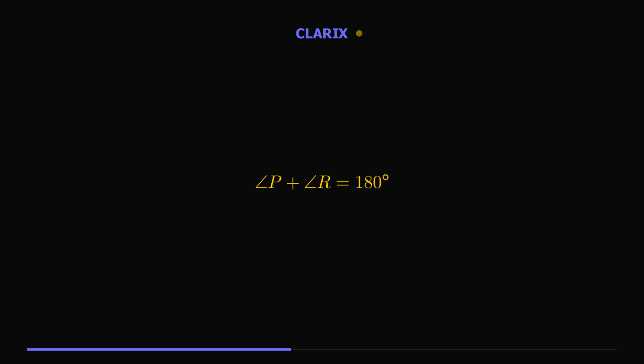When all four vertices of a quadrilateral sit on one circle, it's called a cyclic quadrilateral. And it has a signature property. Its opposite angles always add up to 180 degrees.